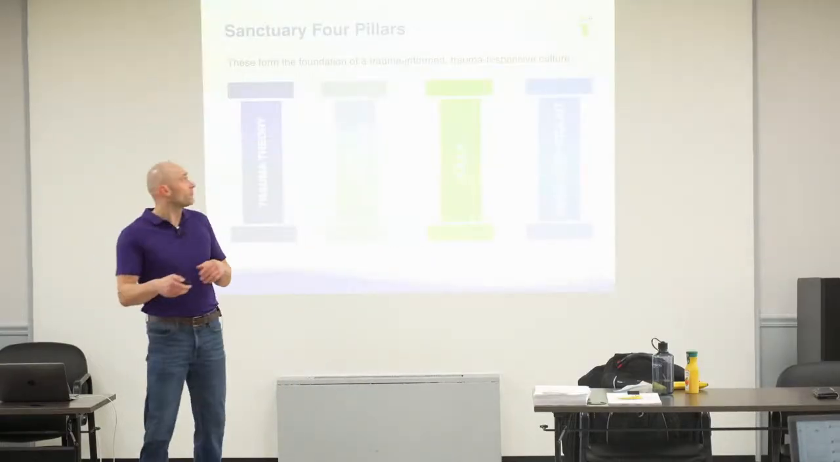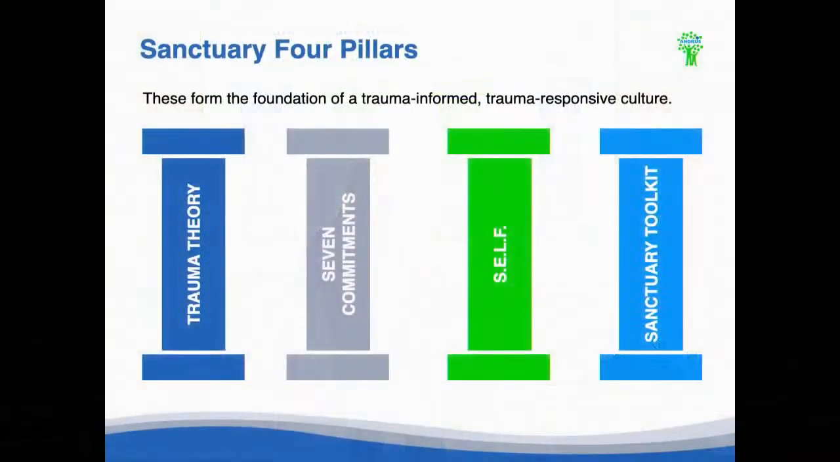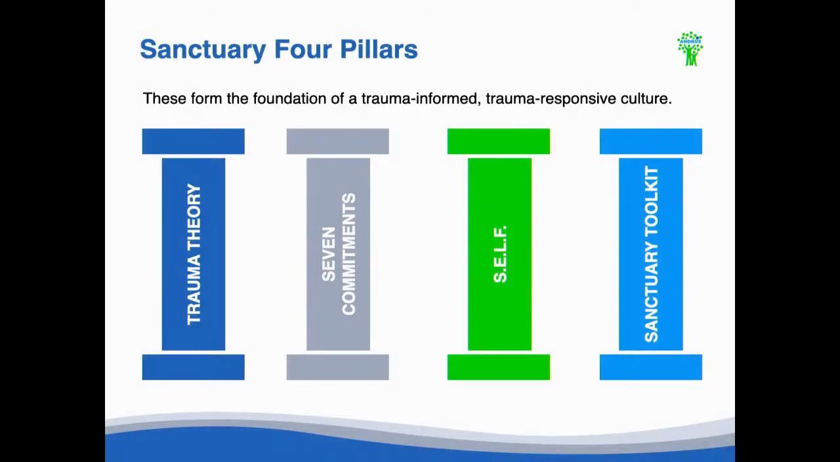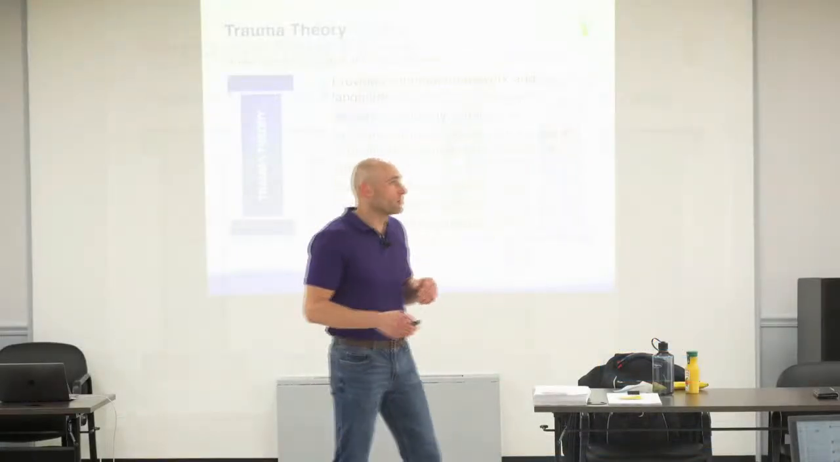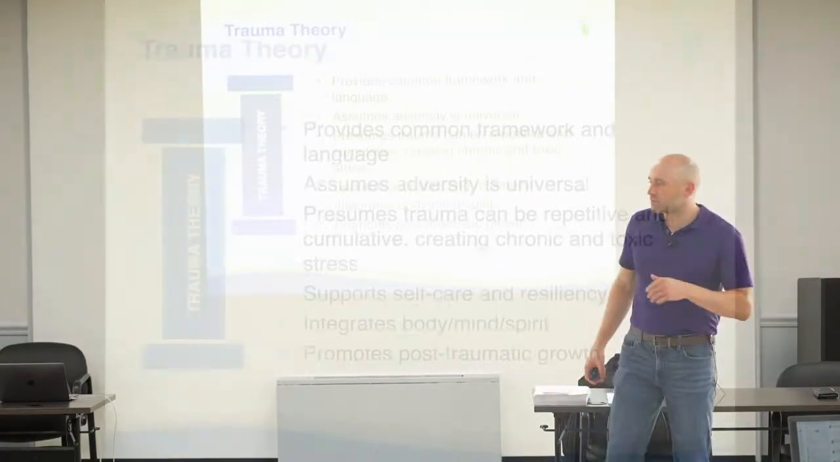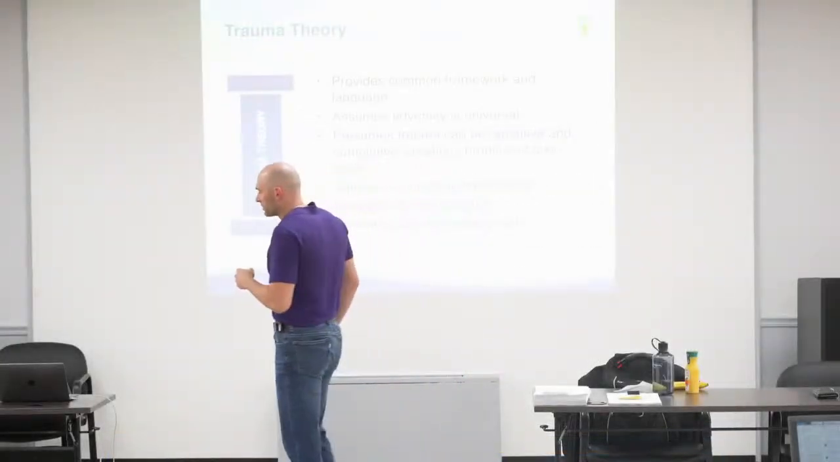Okay, here we go. All right, so just as a quick review for folks in the room, folks online, we have 4 pillars in the Sanctuary model: trauma theory, 7 commitments, self, and our subject today, the Sanctuary Toolkit. And trauma theory, as you guys will remember, just gives us the framework and the language for the ability to talk about trauma. And understanding that we've all experienced trauma, it's a universal concept, and that's different for each one of us. So it may be traumatic to me, maybe to Neil, not to you, not to you, not to you, and it can be different for every single person. And it's based again on our experiences and things we've come from.